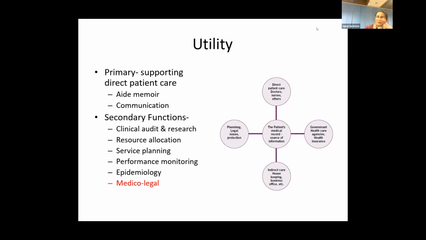If you look from the point of view of administration, they would see records with the intent of resource allocation, service planning, and performance monitoring. And when it goes to a larger area, like the state or national level, it helps in tracking the epidemiology of disease. I need not emphasize that this is quite relevant in today's COVID era. But last, not the least, is medico-legal, and it is acquiring a huge proportion in today's times.